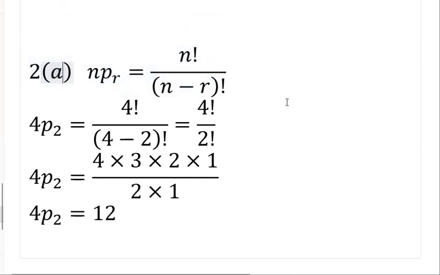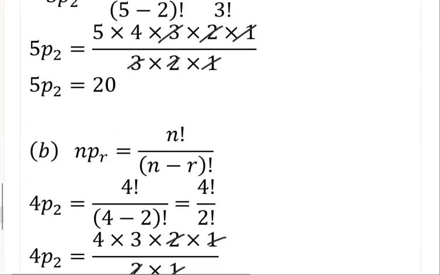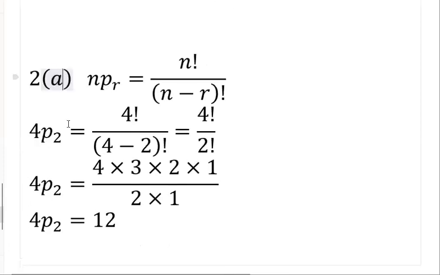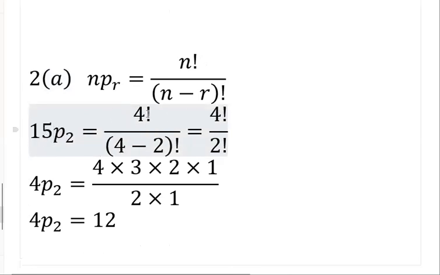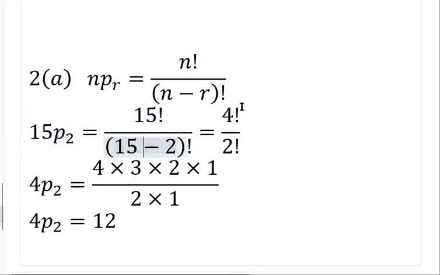Awesome. So if this is our 2A, the question says 15 distinct objects taking 2 at a time. So that is 15 permutation 2. So up here we now have 15 factorial. Down here we now have 15 minus 2. So 15 factorial over 15 minus 2, which will give us what? 13.